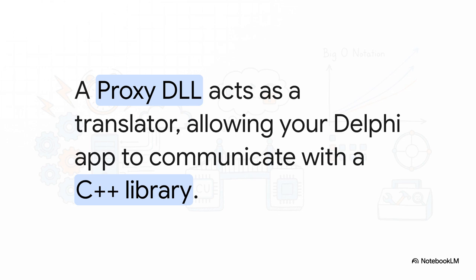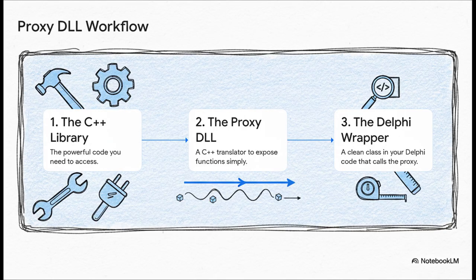We create something called a proxy DLL. Think of it like a universal translator that you write in C++. It sits in the middle, taking all that complex C++ stuff and exposing it as simple functions that Delphi can easily understand and call safely. And this workflow lays it out perfectly. You've got the C++ library on one end, that C++ proxy in the middle doing all the translation work, and then, on your end, a nice clean wrapper class in your Delphi code. It makes using that powerful C++ code feel just as natural as using any other Delphi component. It's a really elegant solution.